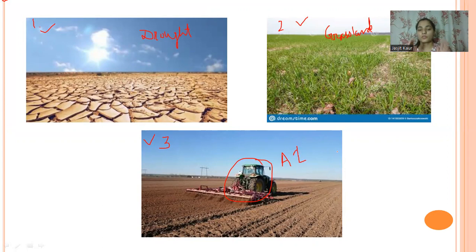Now in these pictures, we can basically say that they are depicting different land use, like how one particular land is being used for different purposes. Like one land is used for agriculture, then we can use that particular land for grazing also. And then it can be a drought prone area also. So how the land is being used for different purposes, that is known as land use.